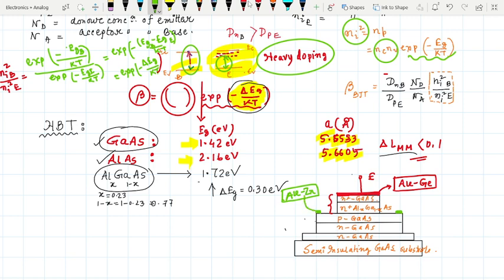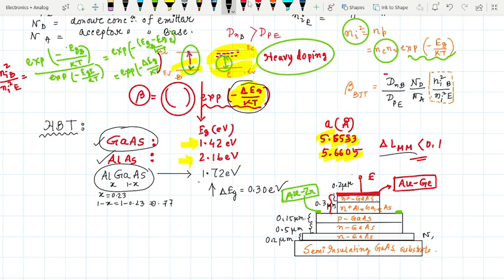Now we can mention the thickness also. This is nearly about 0.2 micrometer thick. This is nearly about 0.3 micrometer thick. This is nearly about 0.15 micrometer thick. This is nearly about 0.5 micrometer thick. This is nearly about 0.2 micrometer thick. And this is the semi-insulating gallium arsenide substrate.